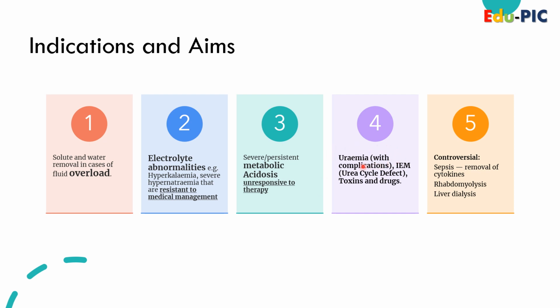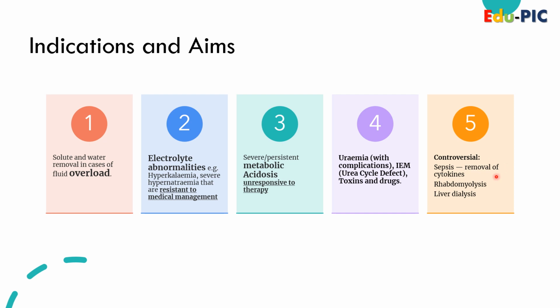Uremia that has got complications like encephalopathy as an example. Inborn errors of metabolism, not all of them, possibly mostly the urea cycle defects or cases with very high ammonia levels, toxins and drugs, all of these can be indications. And at the end, not 100% indications, but just controversial indications. So there are theories about using dialysis for sepsis to remove cytokines.